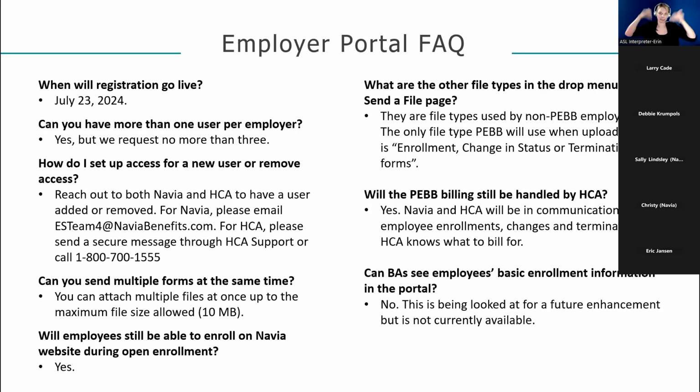So how do you set up access for a new user or remove access if someone leaves your agency or changes roles and doesn't need that access anymore? To do either of those things, you're going to want to reach out to both Navia and HCA and request that we do that. For Navia, send an email to the EST team4 at naviabenefits.com email address. For HCA, send a secure message through HCA support or call the 1-800-700-1555 number.